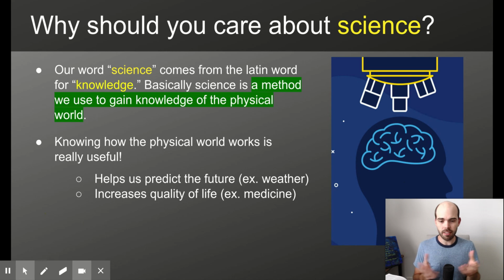Also, this kind of knowledge of the physical world would increase our quality of life. So think of medicine. When we understand what germs are and that they can cause various illnesses, we can develop treatments and that brings people better health. So that's really useful knowledge to have as well.